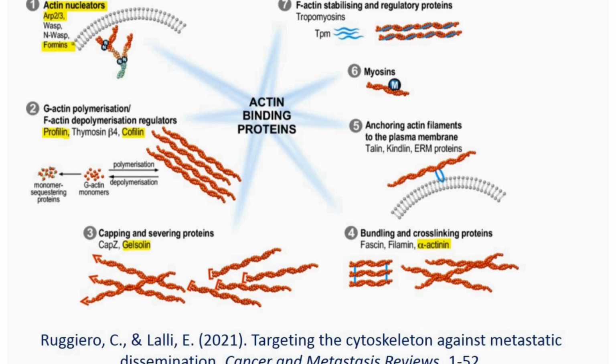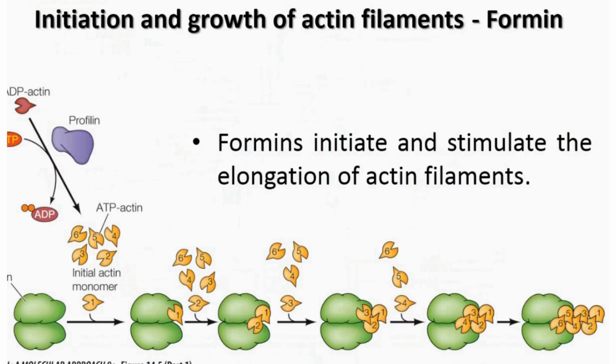First, we go to initiation and growth of actin filaments, under which we have formin. So, what does formin do? Formin initiates and stimulates the elongation of actin filaments. You have a formin dimer that will lead to the initial actin monomer. It will lead to considerable growth of the actin monomers till the G-actin forms filamentous actin.